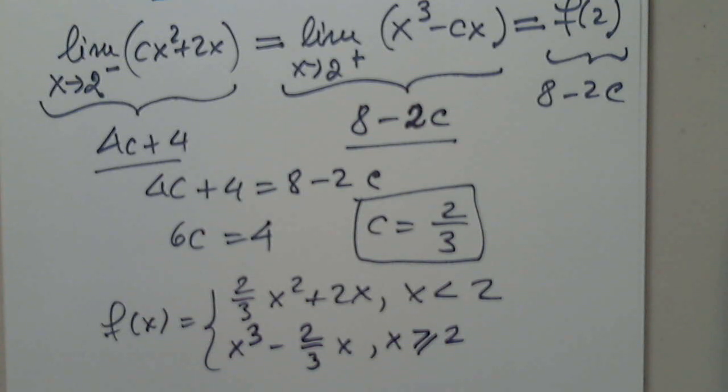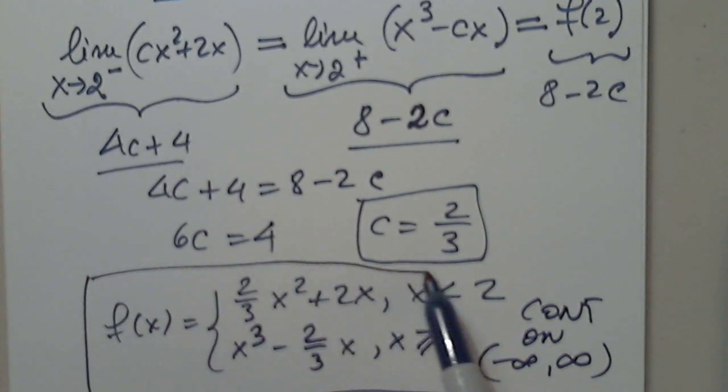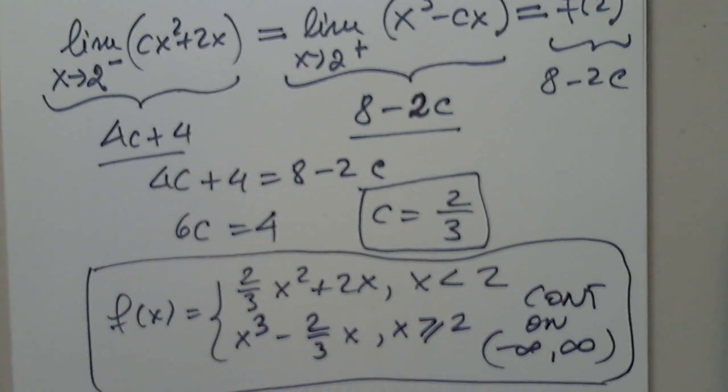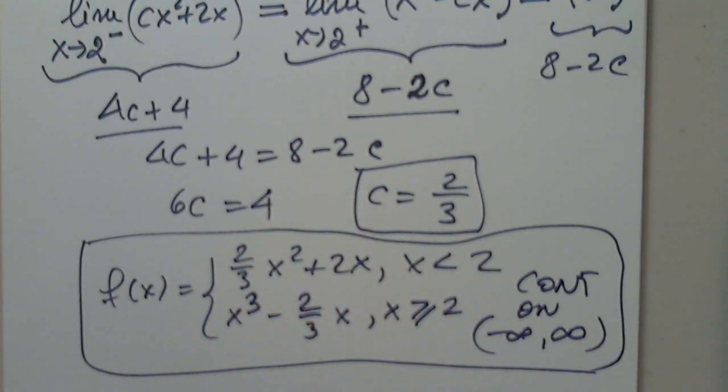And I have to state continuous on negative infinity to infinity. This is guaranteed to be continuous everywhere. This is continuous everywhere, this is continuous everywhere, but now we made it continuous at 2 by finding this specific unique constant. Good. Or parameter.